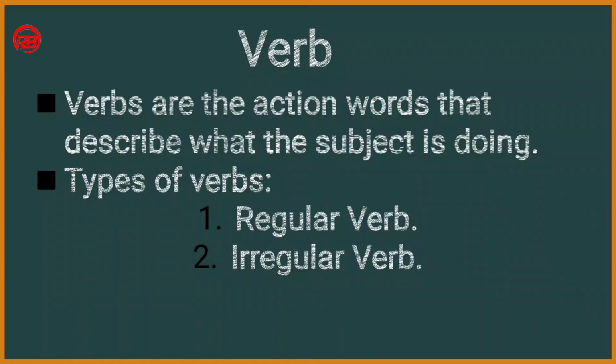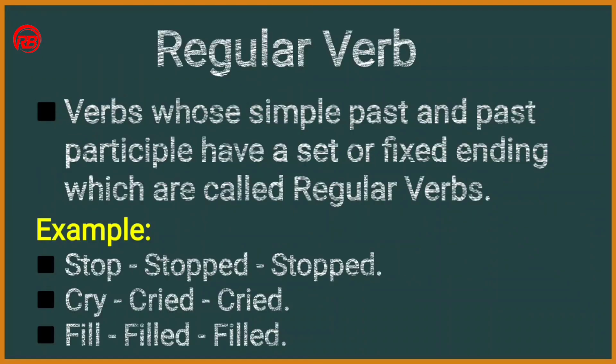Okay, types of verbs. There are two types of verbs: regular verb and irregular verb. Let's see them one by one. First, let me see what a regular verb is. Verbs whose simple past and past participle have a set or fixed ending are called regular verbs.